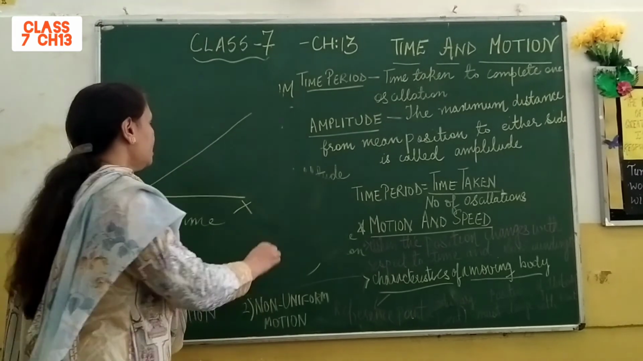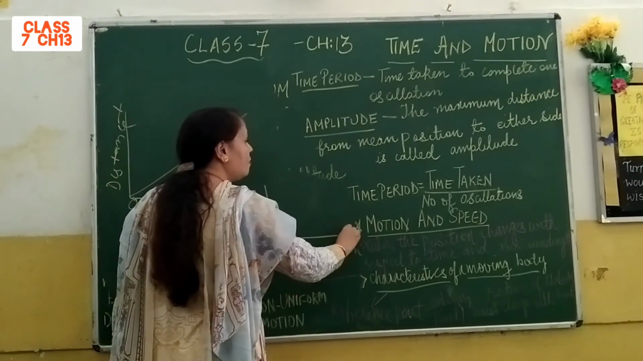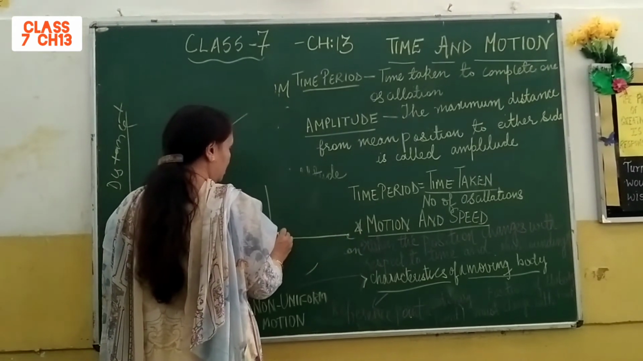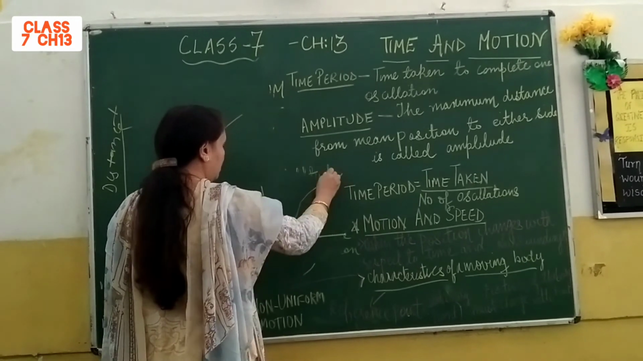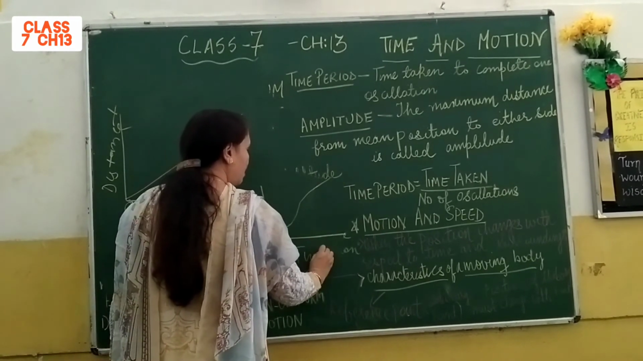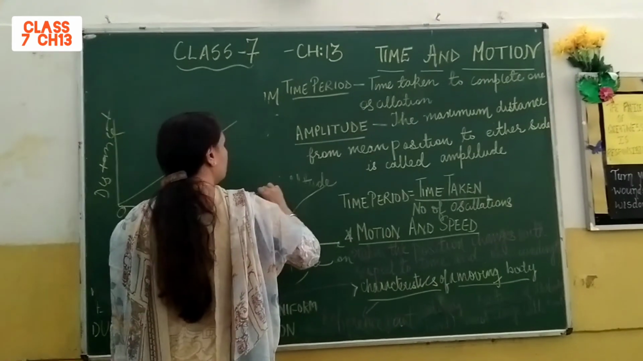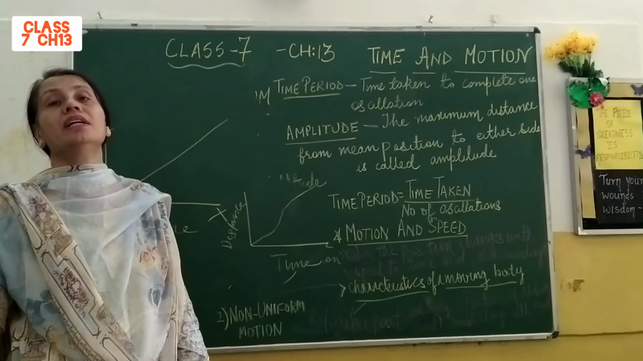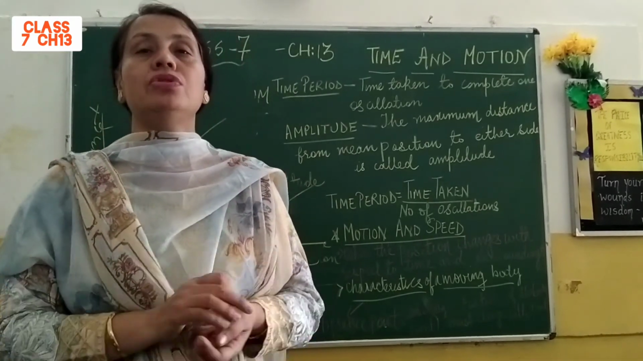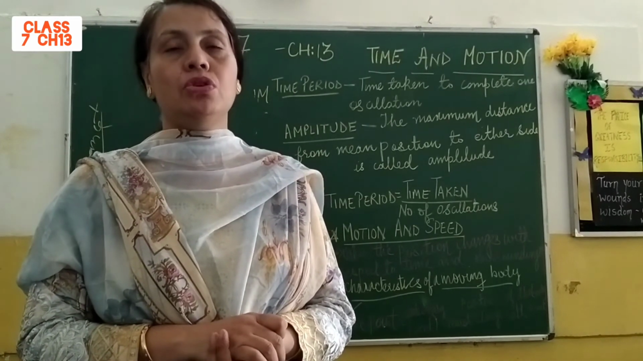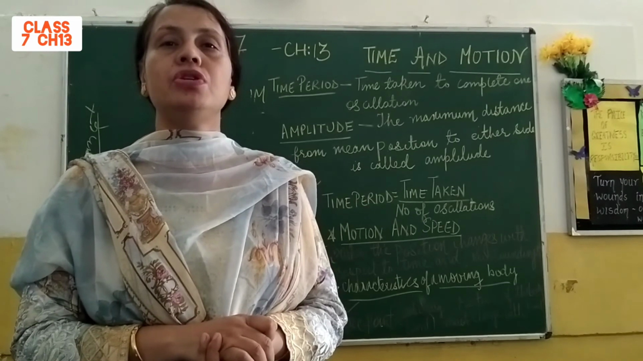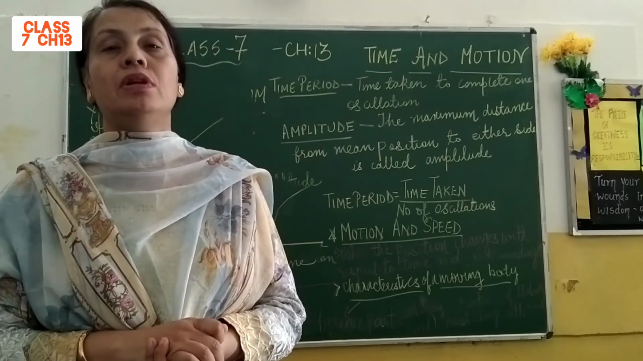But in case of non-uniform motion, when we draw a graph between time and distance, we get a curved line. So now children, I hope that the topics uniform motion, non-uniform motion and simple pendulum are clear to you.